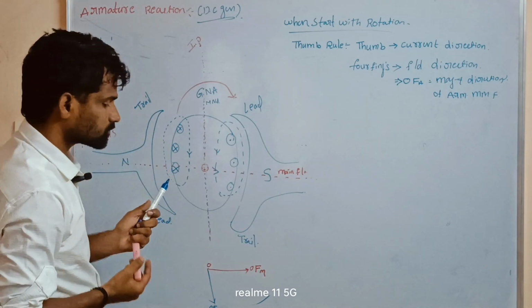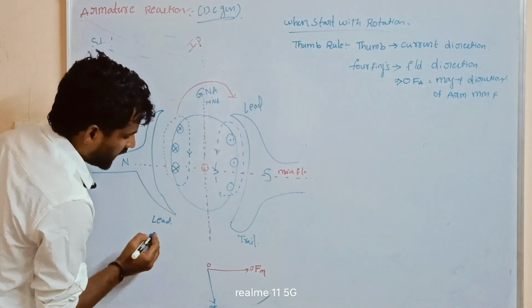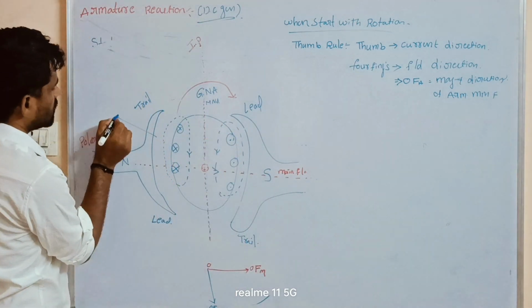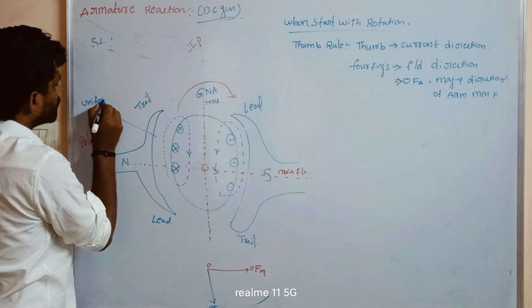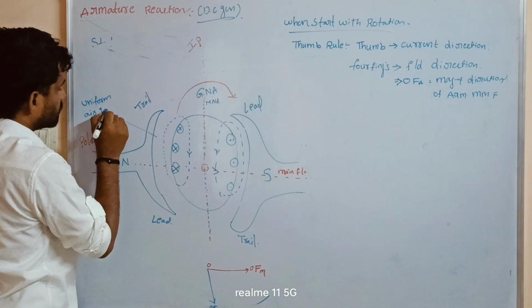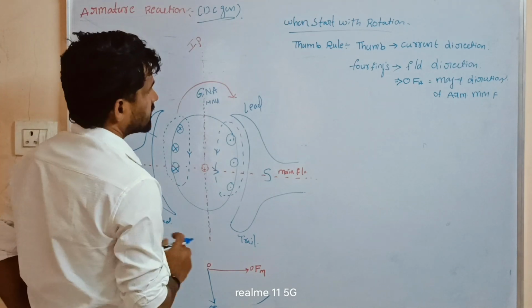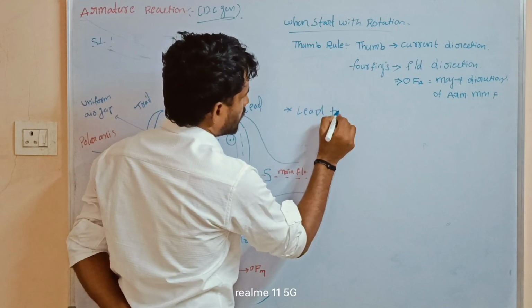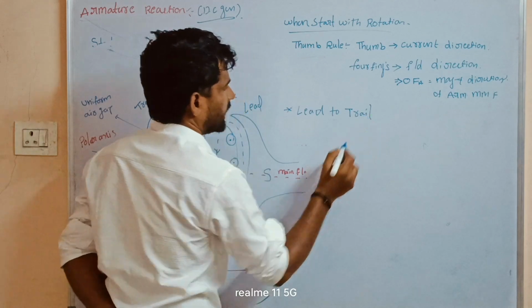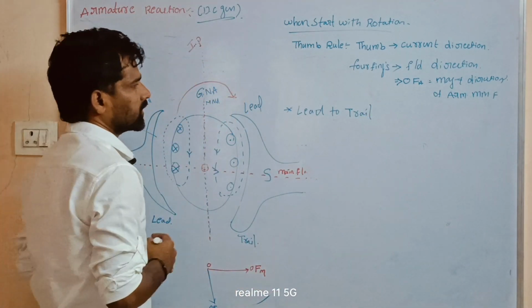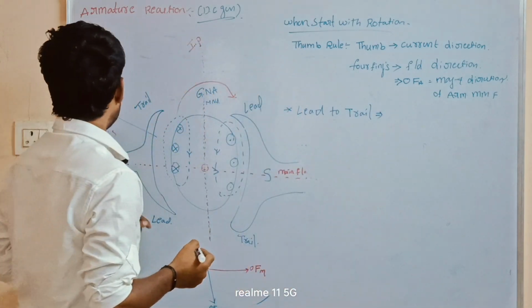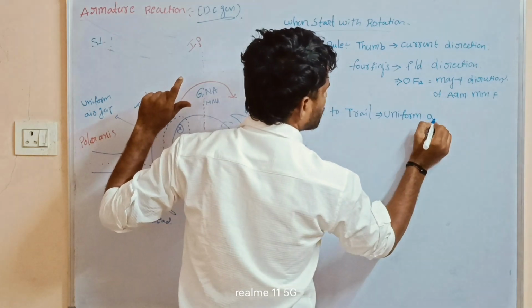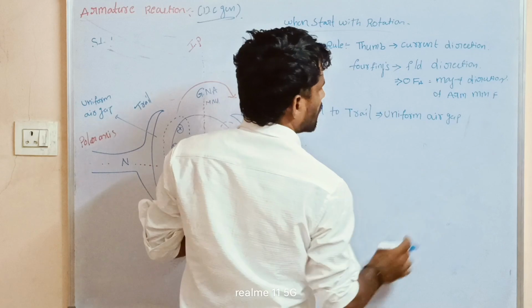When it is starting with rotation, we discuss from here the leading part. From here to here, there is a uniform air gap. At this point, from the lead part to the trail part, the flux is uniform air gap flux.